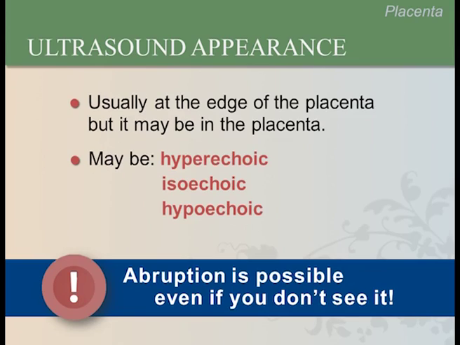Abruption usually occurs at the edge of the placenta, but it may be in the placenta as well. It can appear hyperechoic, isoechoic, or hypoechoic, with more recent bleeds appearing hyperechoic and older bleeds appearing more hypoechoic. Even if you do not see an abruption on ultrasound, that does not mean that it hasn't occurred. In fact, ultrasound usually does not visualize abruption, and the diagnosis is more often made clinically.